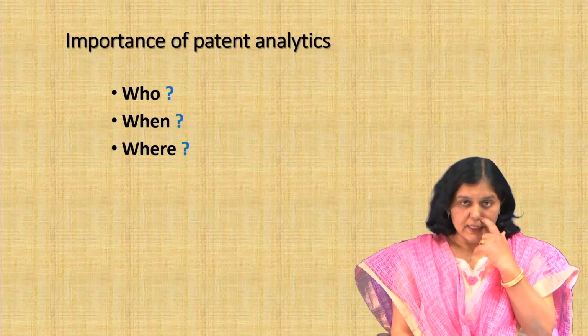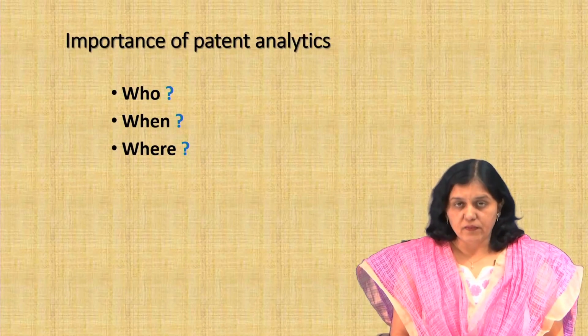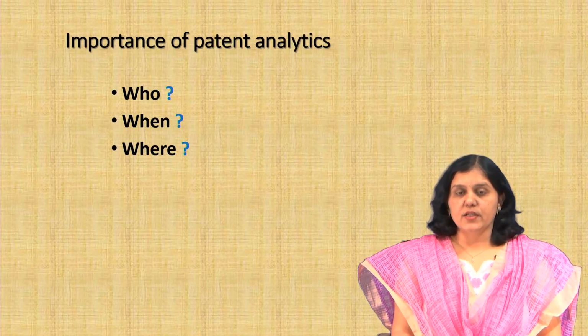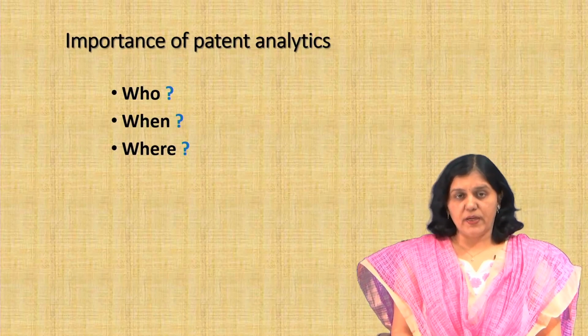Then the third, that is where, the location, the geographical location of the inventor. This is something which gives you information about the geographical or regional strength with respect to a particular technology.